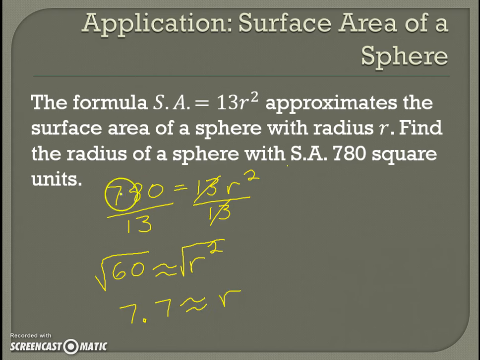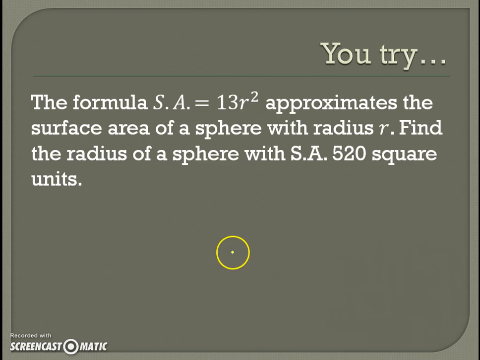All right, so again, you set up your equation by substituting in the surface area here and then solving the equation, going through steps that hopefully you remember from last year. If not, we will be spending more time on this later in the year, so don't fret too much. Here is one for you to try with a surface area of 520 square units, so go ahead and give that a shot, and hopefully you find 6.3 as the approximate answer for that. Let's go on to our next thing.